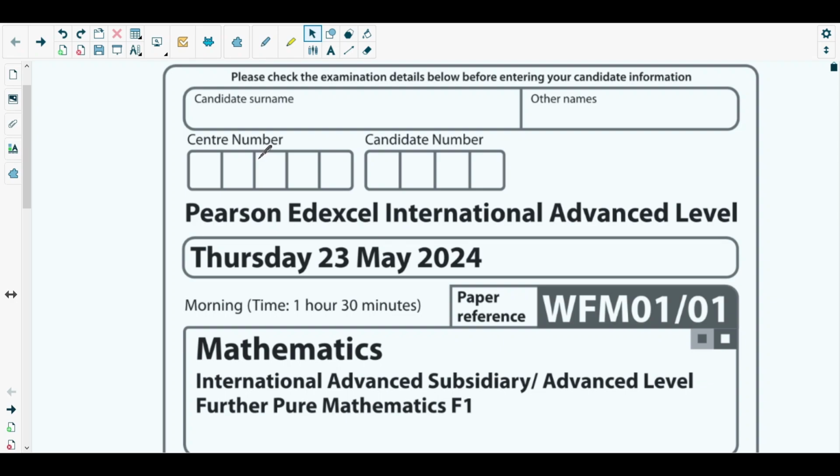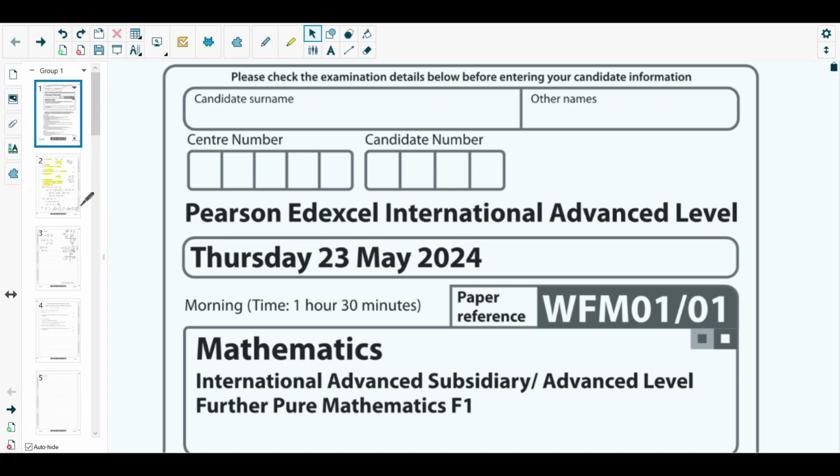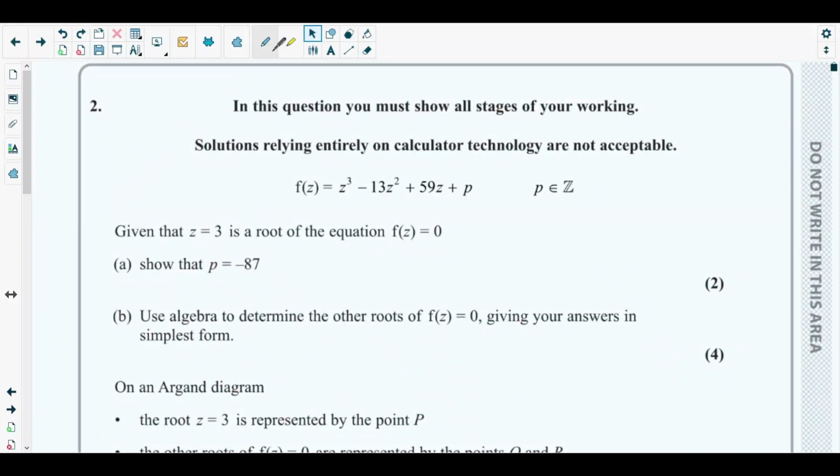In this video, we will be solving question number 2 from one of the most recent past papers of further pure mathematics, which is the May 2024 F1 paper. So let's get started with the second question of this paper.